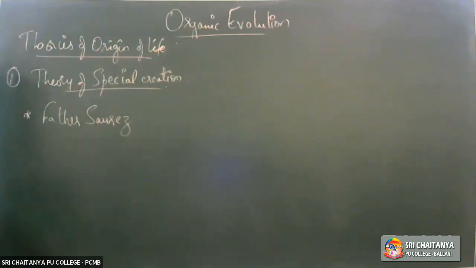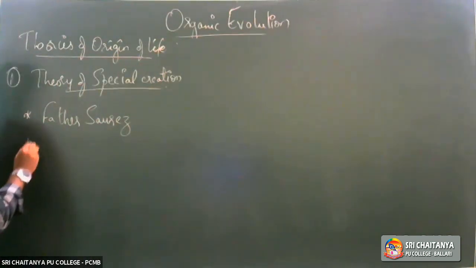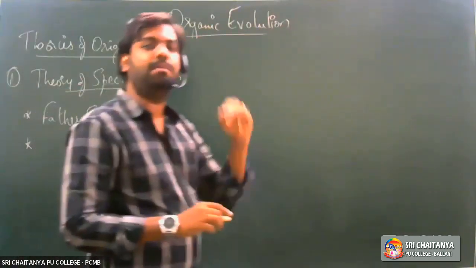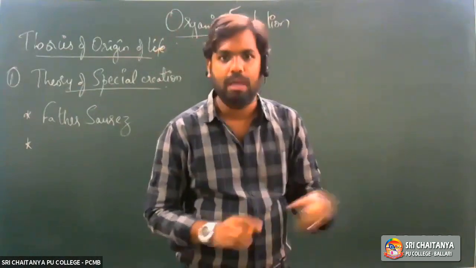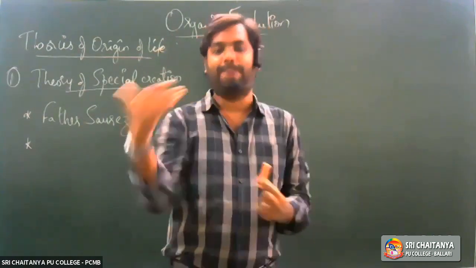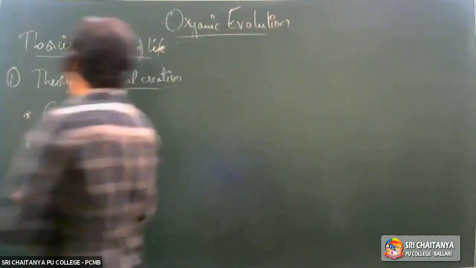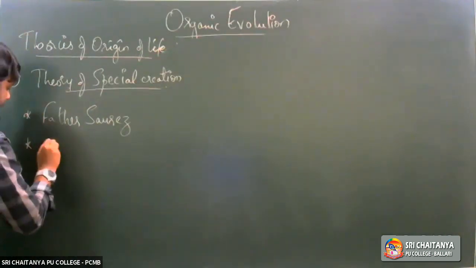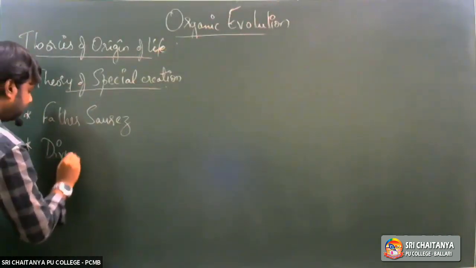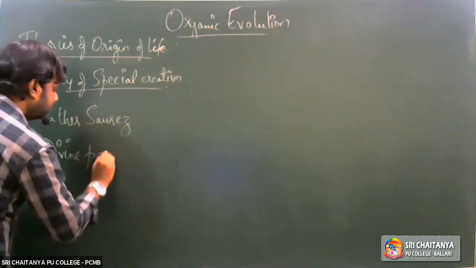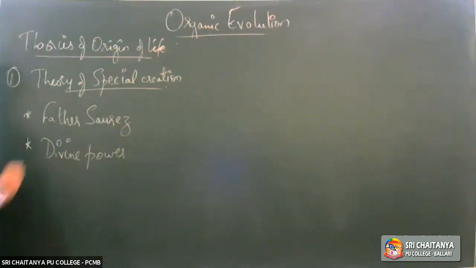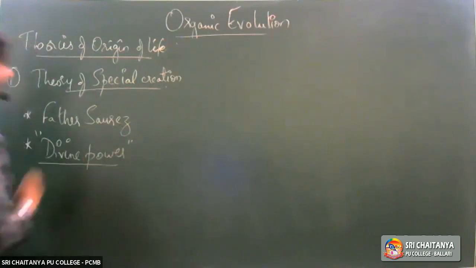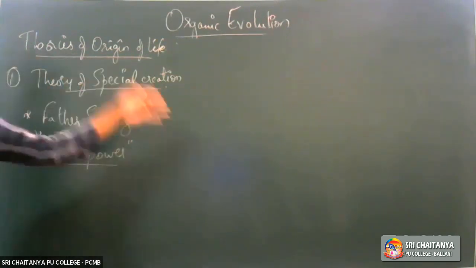What he said in this theory of special creation is that life originated on the planet Earth by some divine power. So by some divine power, life originated on this planet Earth. Father Suarez said that life originated by some divine power. Through this divine power, life originated on the earth.